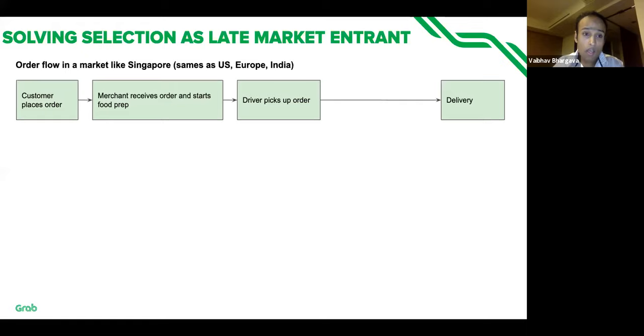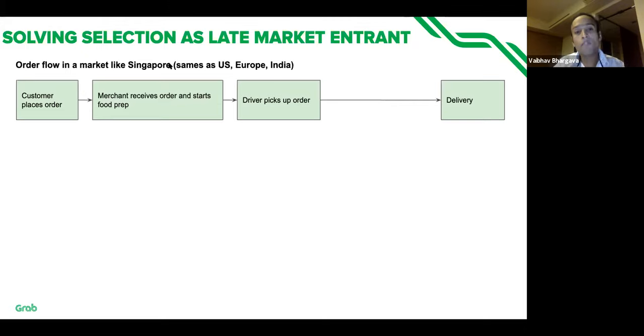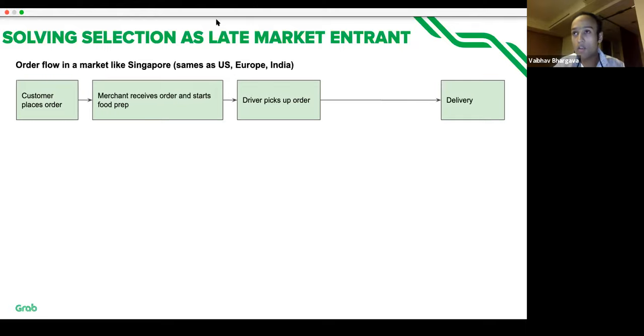So what problems does that lead to for somebody who enters late in the market? What I want you to see on your screen right now is the order flow that happens in a typical market like Singapore in a food delivery. I'm assuming most of you have ordered food at some point in your life, right? So you go to an app, you find a restaurant, you place an order, and then somebody comes and delivers it to you. That's an assumption.